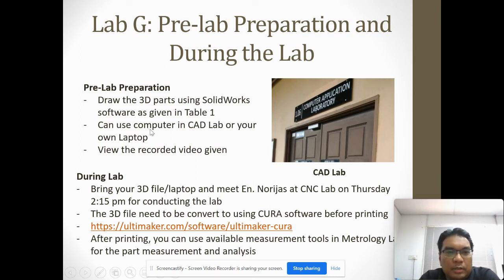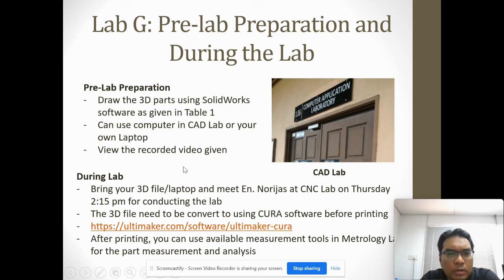Okay, so you can use a computer with the SolidWorks software in the CAD lab, as provided here, or you can use your own laptop. Okay, you are already in the third year, so I'm pretty sure that most of you are already familiar with SolidWorks and have the software installed on your own laptop or computer. And of course, before the lab, please view this recorded video given.